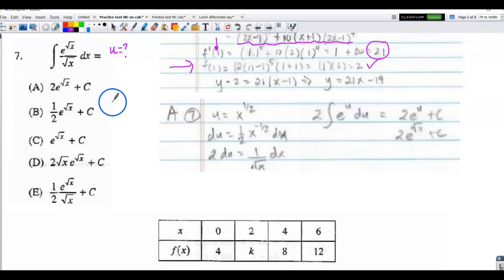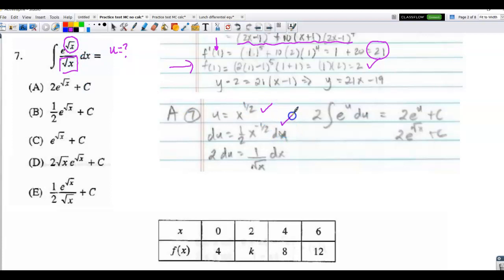What do I want to let u equal? There are a couple of things. Now, in this case, I could let u equal the power of e, or I could let u equal the denominator of the exponent of e, which is the same thing in this case. So I'm definitely going to let u equal x to the 1/2 power.